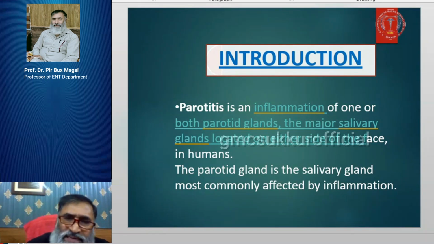So parotitis is inflammation of one or both parotid glands, which are salivary glands located on either side of the face in humans. The parotid gland is the salivary gland most commonly affected by inflammation. This is because its duct very often remains open, and that's why the inflammation travels easily.